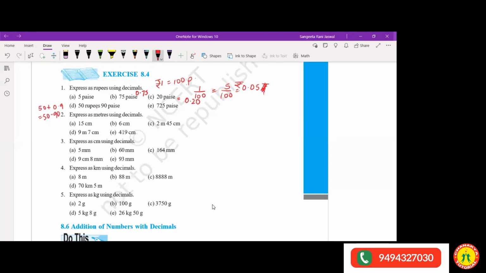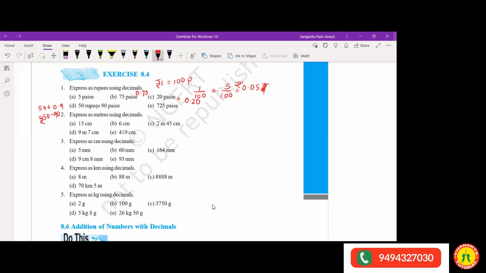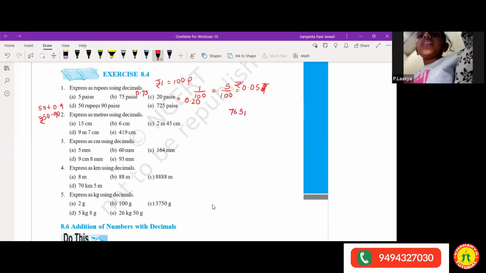Ma'am, if we have 765 paise, then how do we have to convert into rupees?